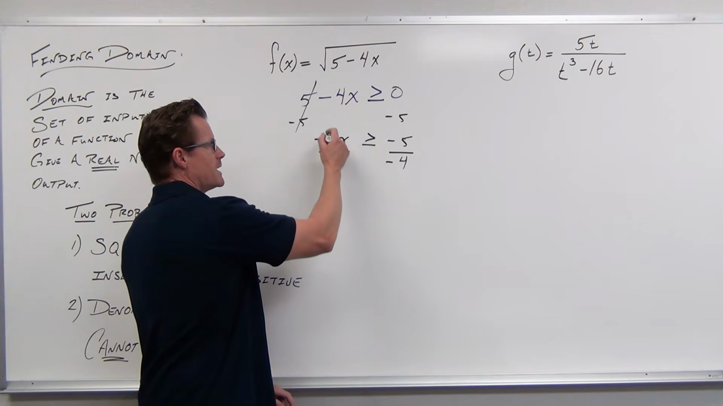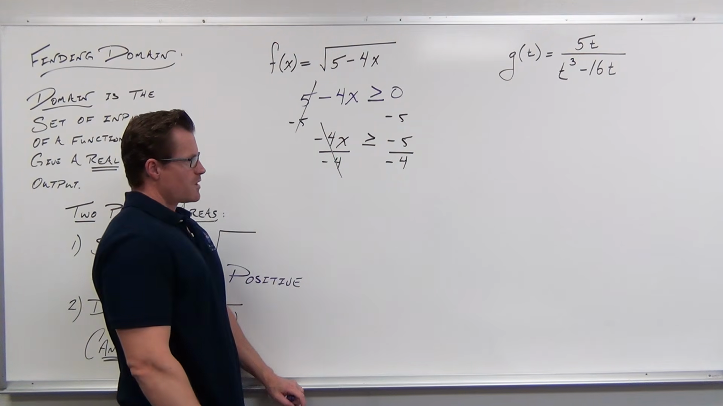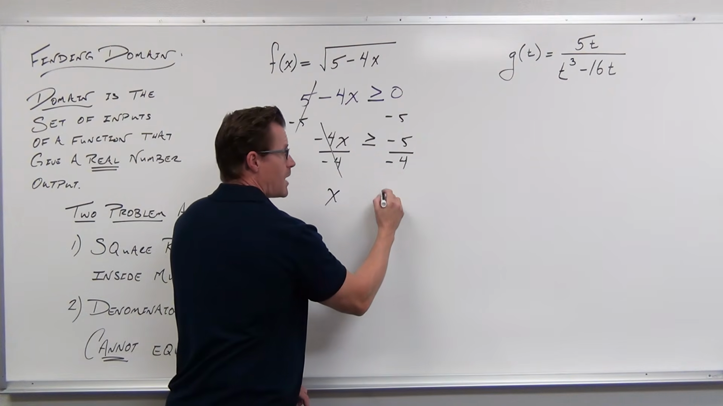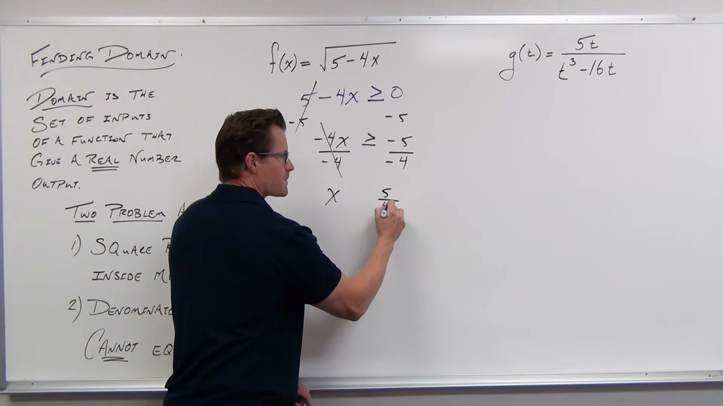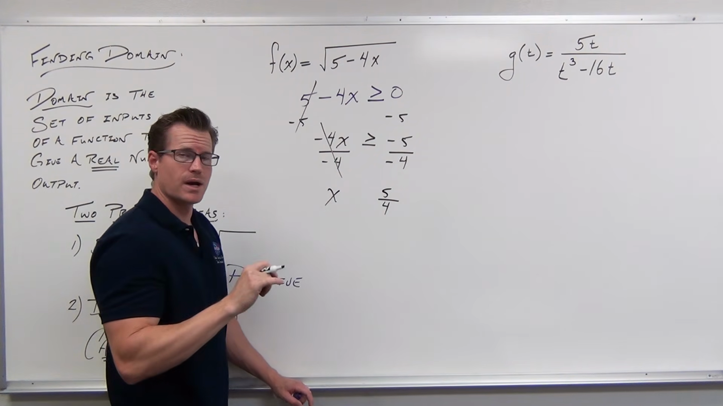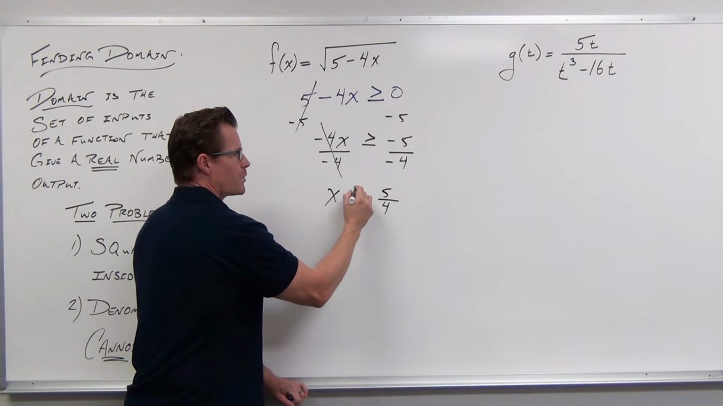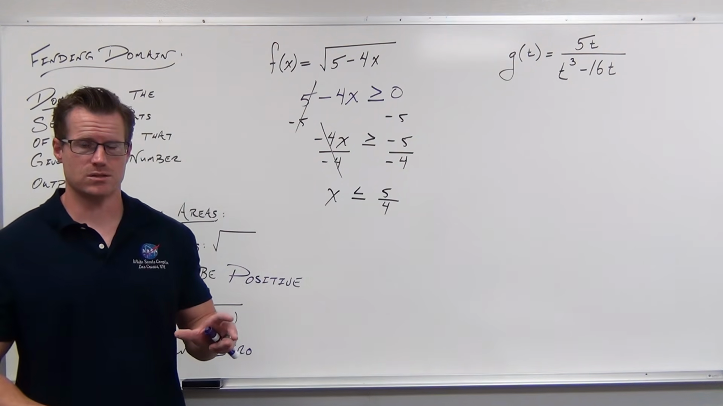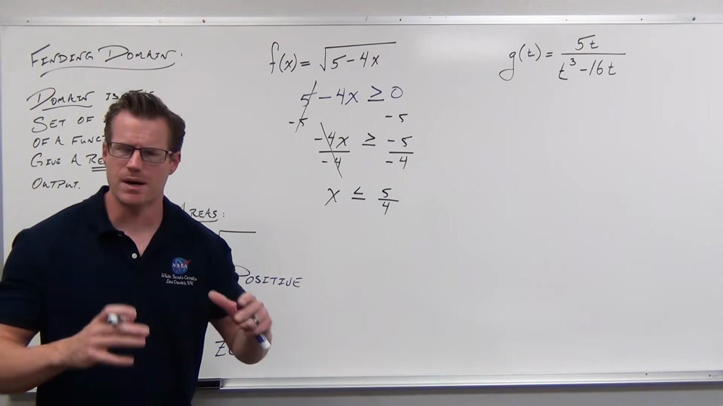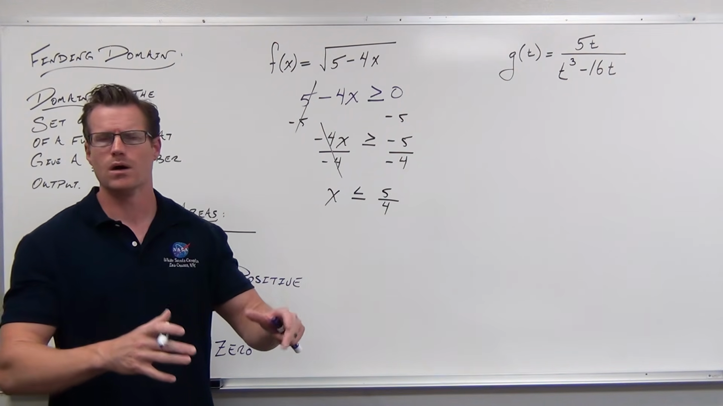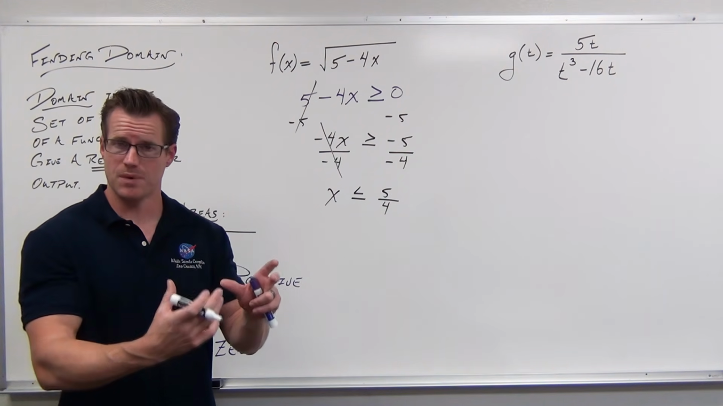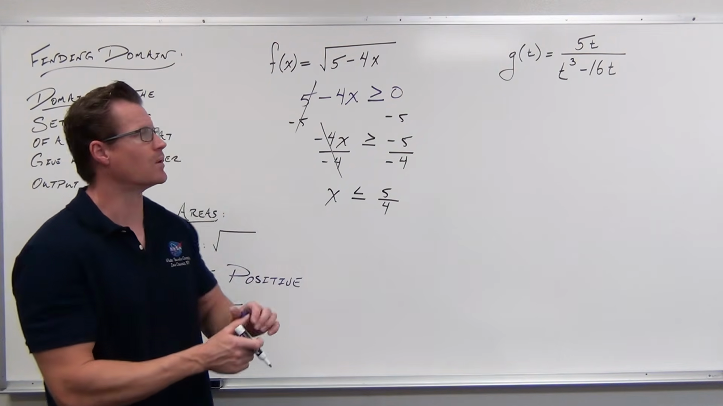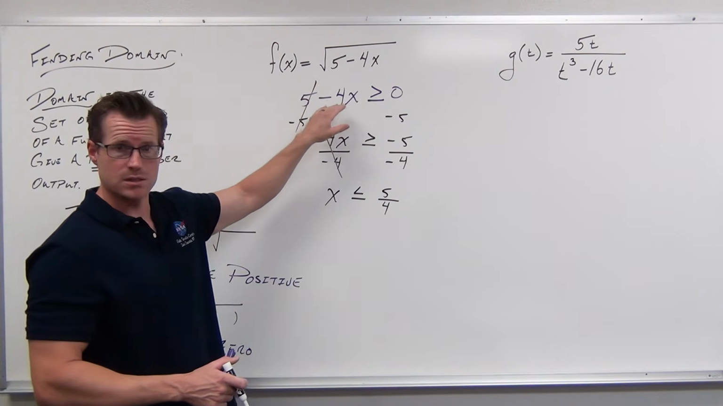But if we divide by a negative, negative 4 divided by negative 4 is x. Negative 5 divided by negative 4 is positive 5/4. But because we divided by a negative, we are going to reverse that inequality. And here's what this says to you. If you really think about it, internalize what's going on right now: the square root wants to be positive. The inside wants to be positive, or greater than or equal to 0. So we say, let's give it what it wants.